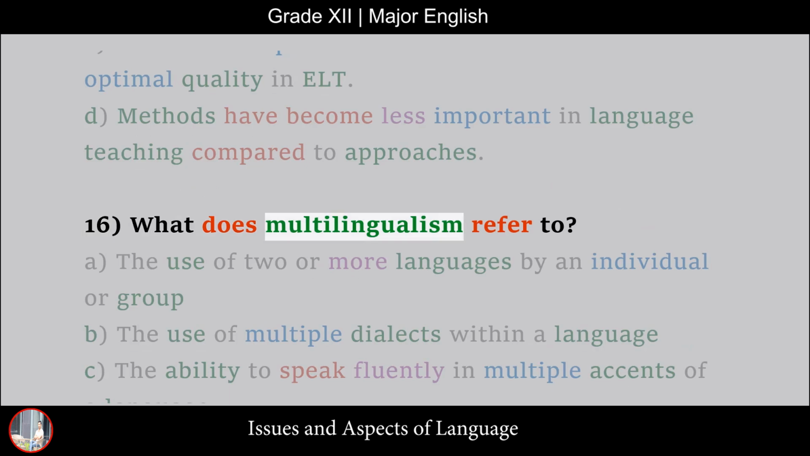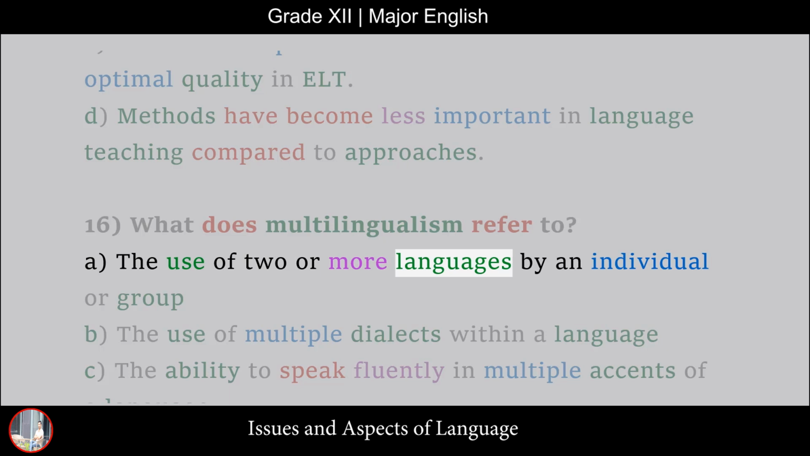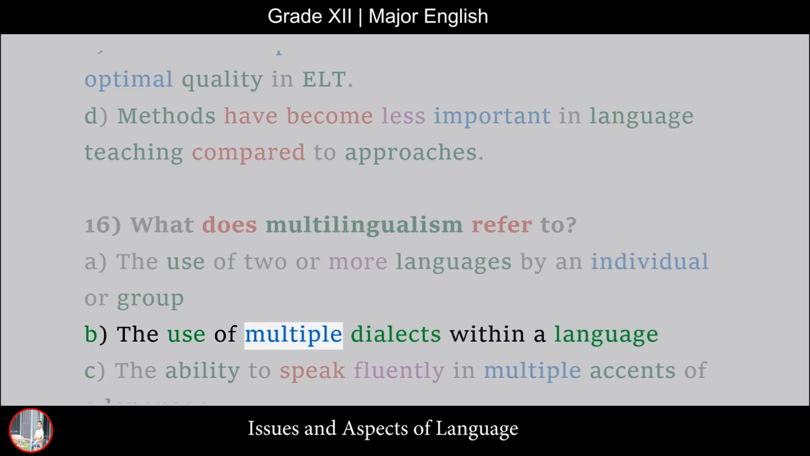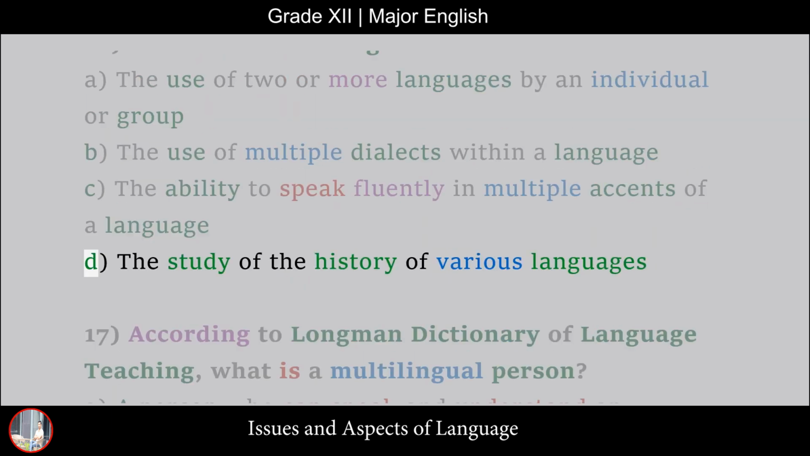16. What does multilingualism refer to? A. The use of 2 or more languages by an individual or group. B. The use of multiple dialects within a language. C. The ability to speak fluently in multiple accents of a language. D. The study of the history of various languages.